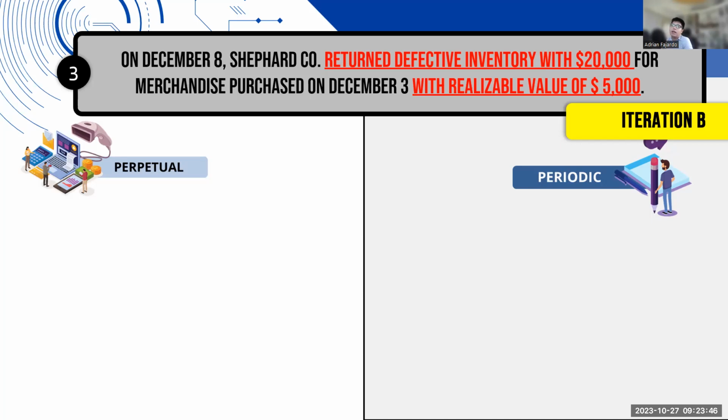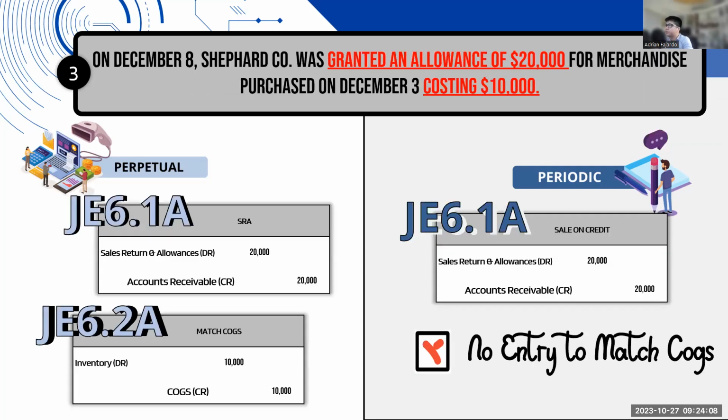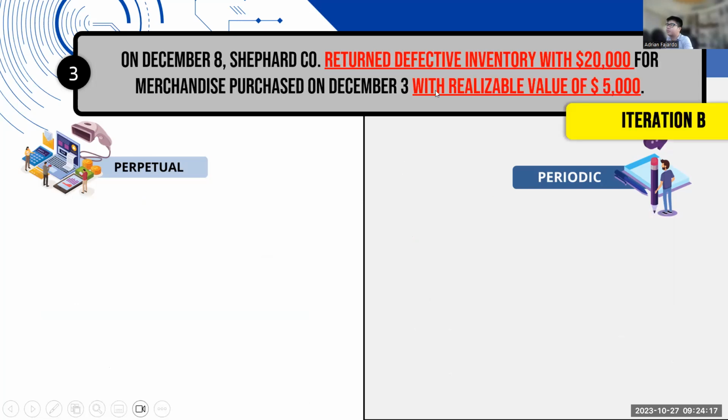So ito, magkakaroon tayo ng different iterations. So, merong different ways na magkakaroon ng returns, right? Merong mga ibang terms like mga parang nag-return raw siya ng defective inventory with 20,000 pero may realizable value of 5,000. Kasi ano yung una nating example? Iteration A is nag-return siya ng 20,000 pero costing 10,000. That's iteration A. Ito yung journal entries natin for this.